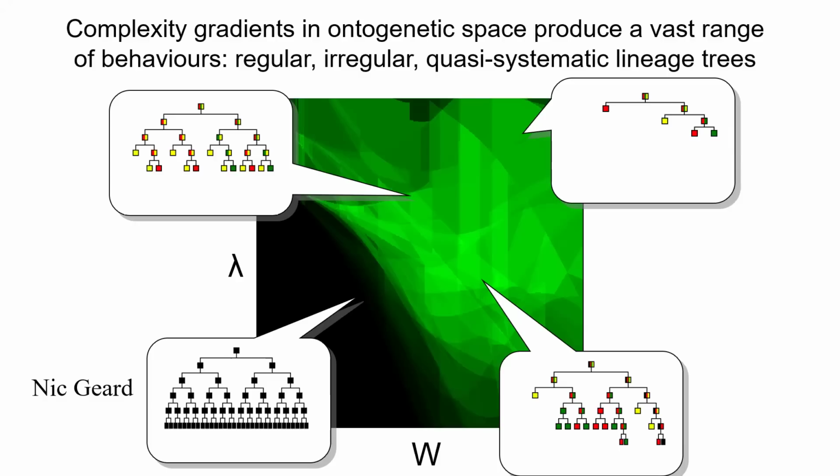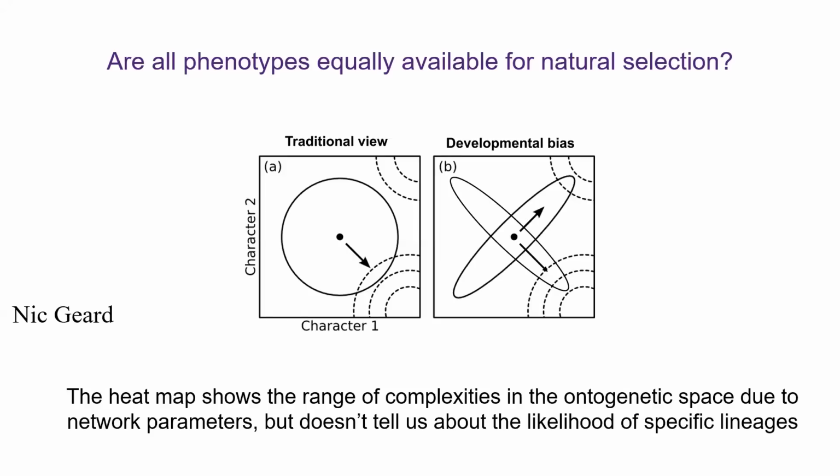So this is where, if you're mapping the attractors in this space, then the Lyapunovs would be close to zero. So the system itself has some stability. It's not chaotic and it's not collapsing into a single attractor or a group of pre-specified attractors. So then Nick was asking this question, are all phenotypes equally available for natural selection?